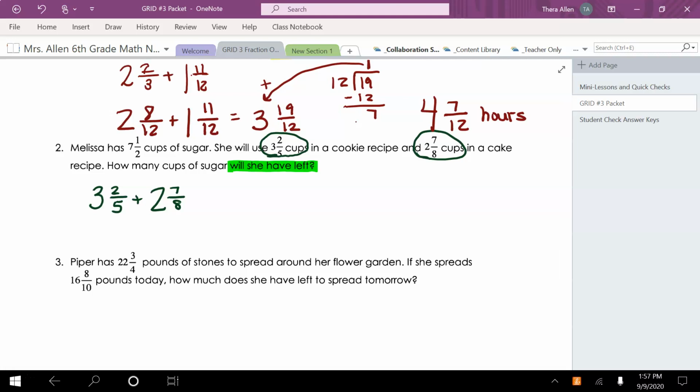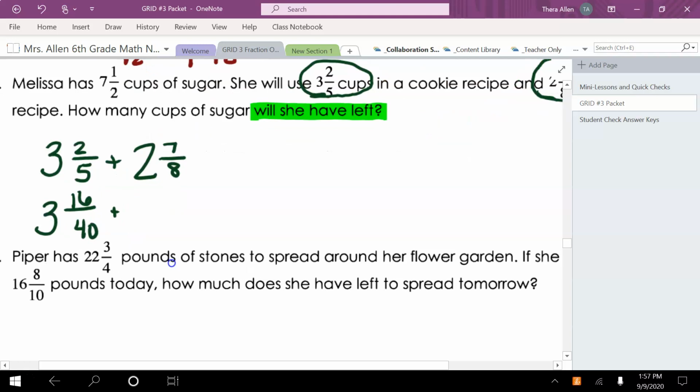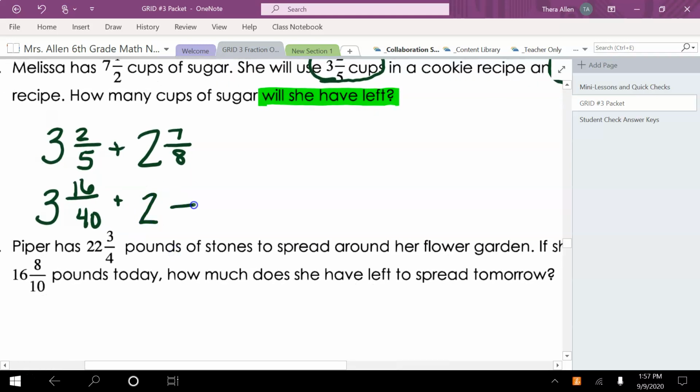Okay, so I'm going to find my common denominator. A common denominator between 5 and 8 would be 40. Keep my whole number. 5 times 8 equals 40, so 2 times 8 is 16. Keep my whole number. Denominator becomes 40. 8 times 5 is 40, so 7 times 5 is 35. And now I add across. I add my whole numbers. 3 plus 2 is 5. I keep my denominator and I add my numerators. And that actually equals 51.